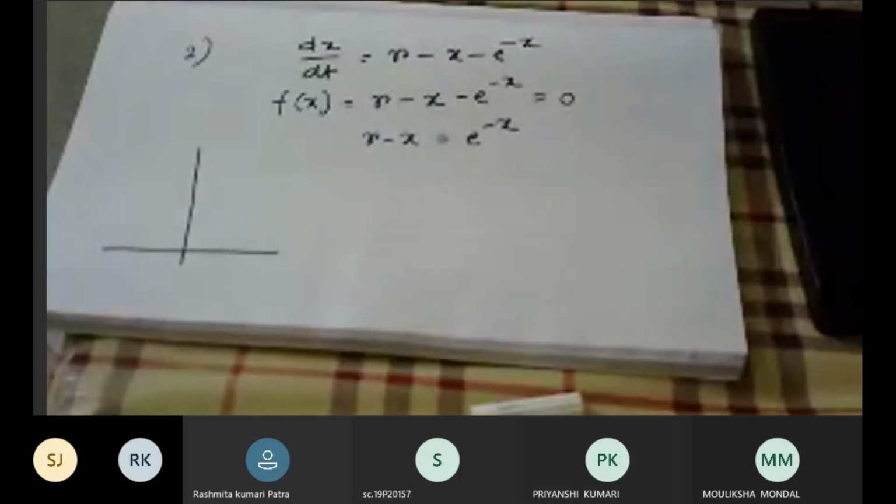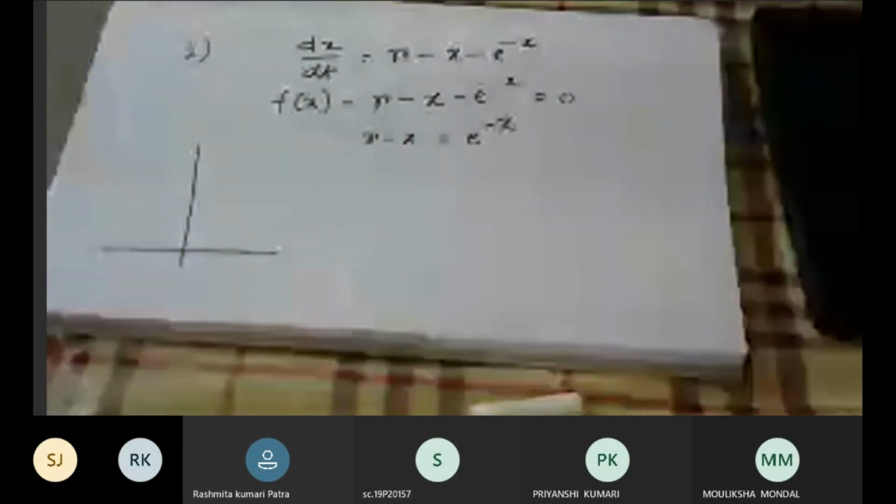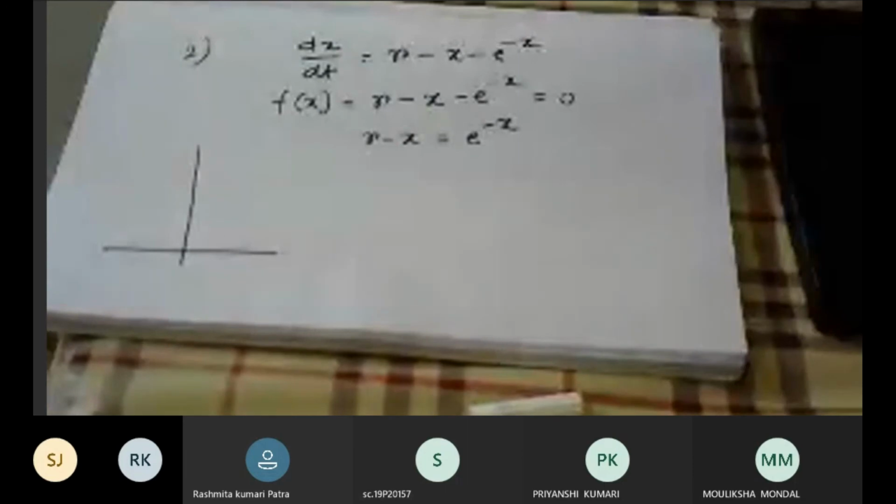It is a transcendental equation, right? We have to use a graph, absolutely. So we have to use graphs to understand the nature of the fixed points and also their stability. So r minus x is equal to e to the power minus x is the solution that we are looking for, right? And we have full flexibility on the value of r. R can be anything, positive, negative, 0, whatever. Okay.